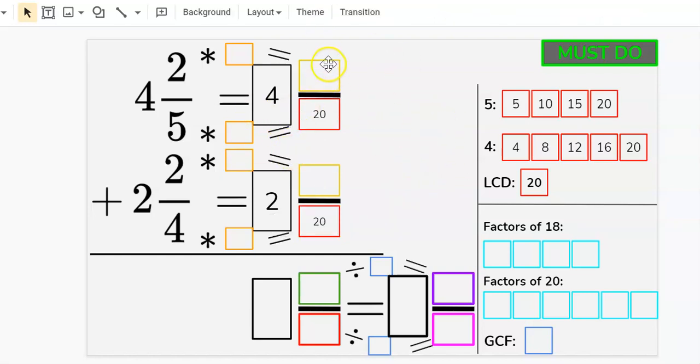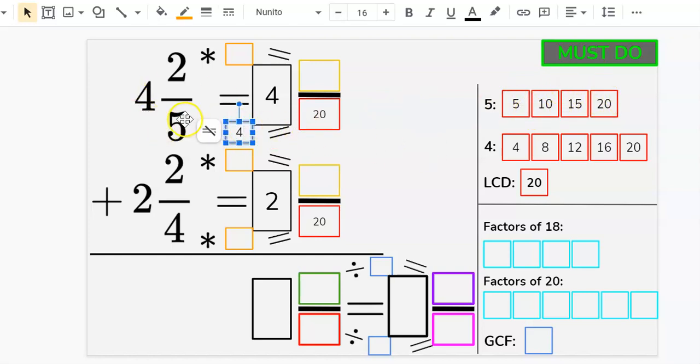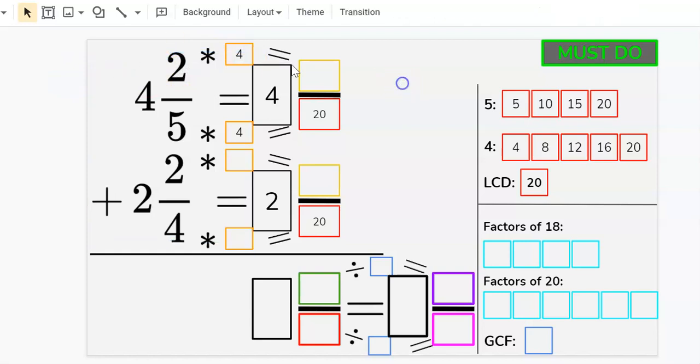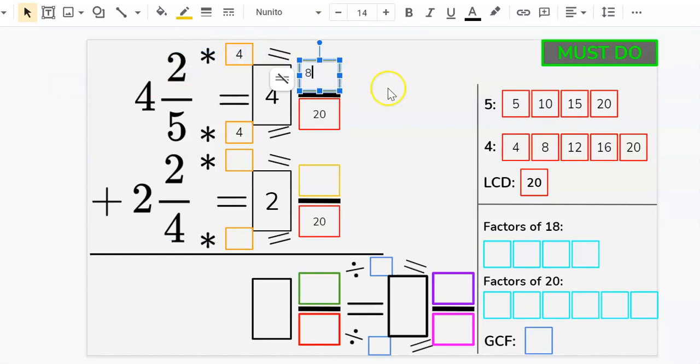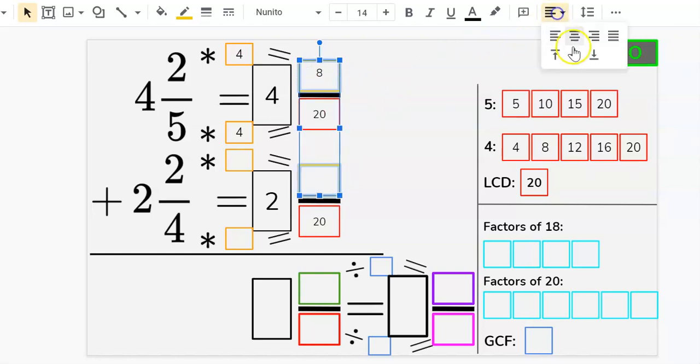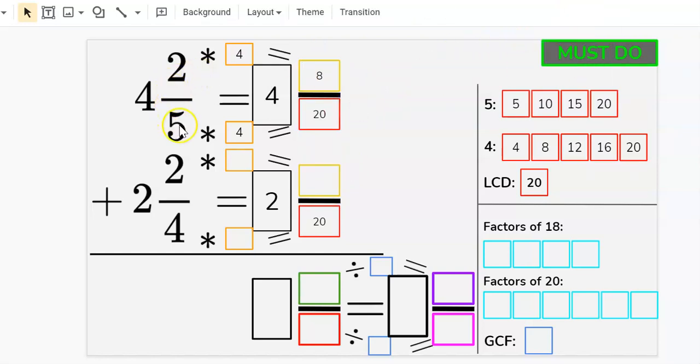Now I need to find my numerator. So I look at my 5 and I say, how many times did I count by 5 to get to that 20? Well, 1, 2, 3, 4. 5 times 4 is 20. And whatever I do to the denominator of a fraction, I have to do to the numerator. 2 times 4 is 8. So what I found out here is that 4 and 2/5 is the same as 4 and 8/20.